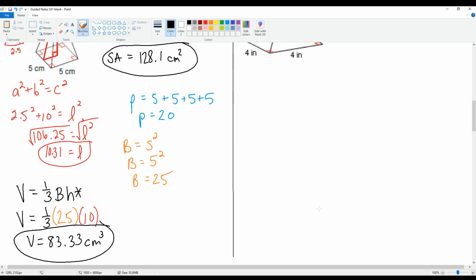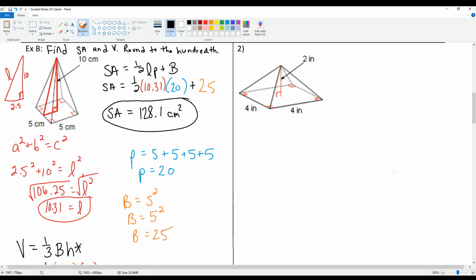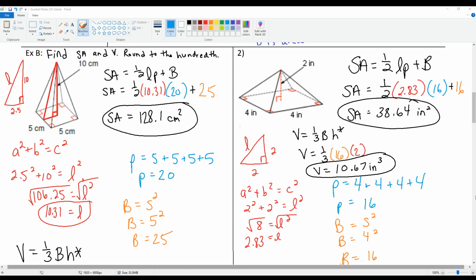All right, go ahead and take a look at number 2. Give that one a try. Use the same directions: find the surface area and volume, and round to the nearest 100th. Pause the video and start it back when you're ready. All right, taking a look at number 2. We have the surface area of 38.64 square inches and the volume of 10.67 cubic inches.